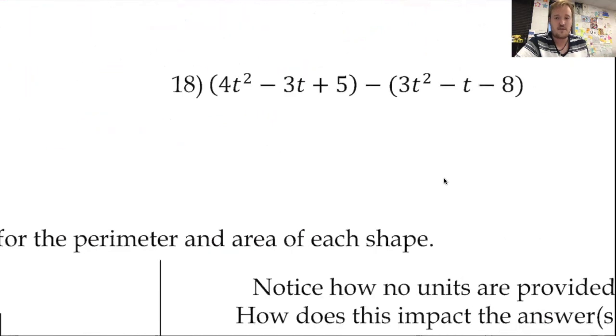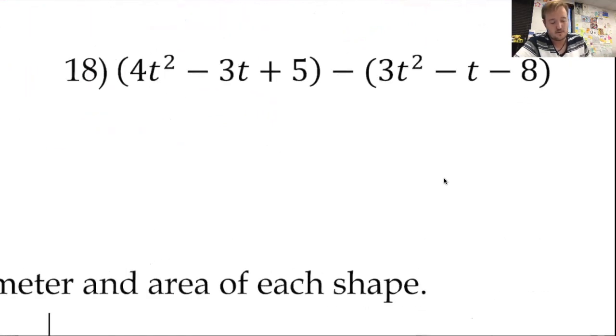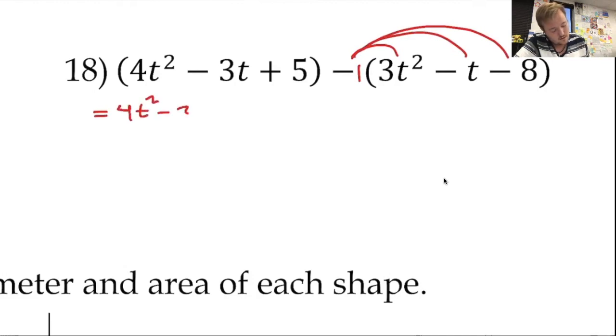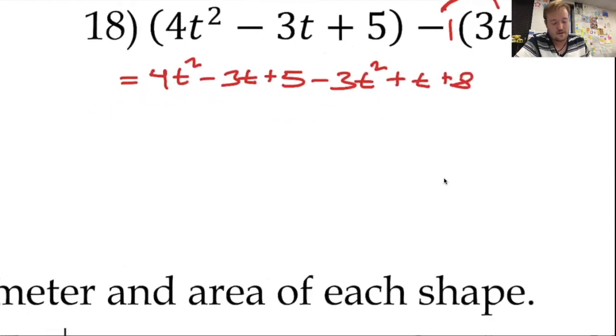All right, number 18. This one's the same idea. It's just a little bit more intuitive. So negative 1, distribute. Didn't change the first one at all. So just switch the signs since we're distributing a negative. So negative 3t squared plus t plus 8. Now we're combining like terms.